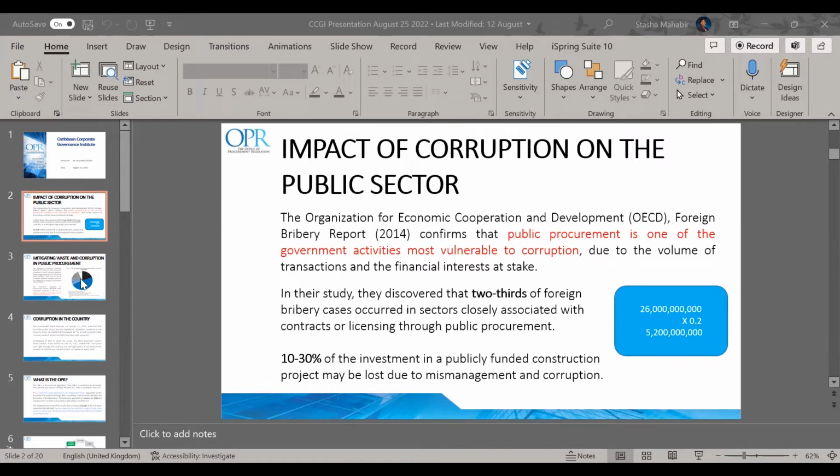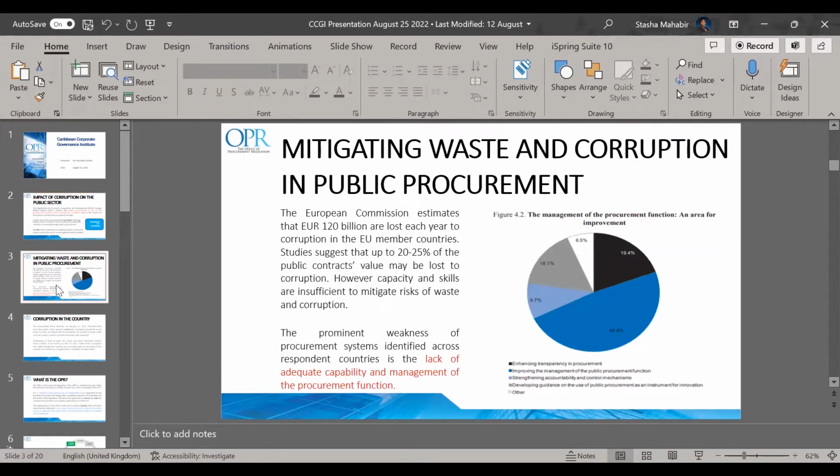The second data point is in respect of what was done at the European Commission. The European Commission suggested in their study that over 120 billion euros are lost every year because of corruption. And almost 50%, that little blue semicircle underneath the pie chart there, suggests that 50% is just due to the lack of adequate capability and management of the procurement function. So those two data points kind of set us up.